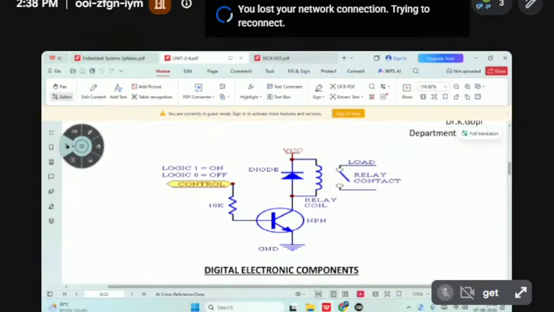Whenever we have high power, high current, automatically the current goes to the ground level only. So with the help of this, I would like to operate this type of device.